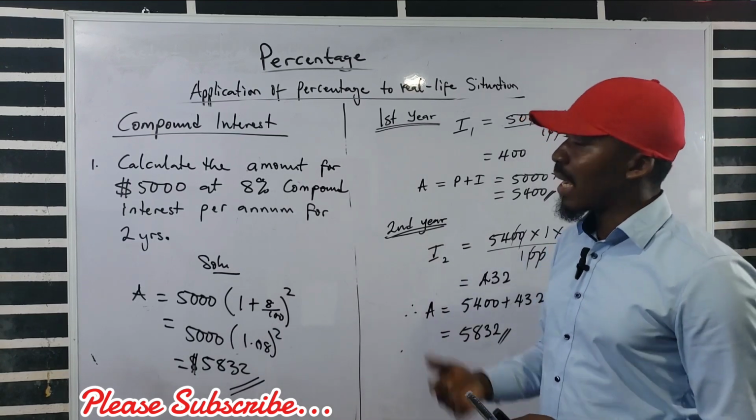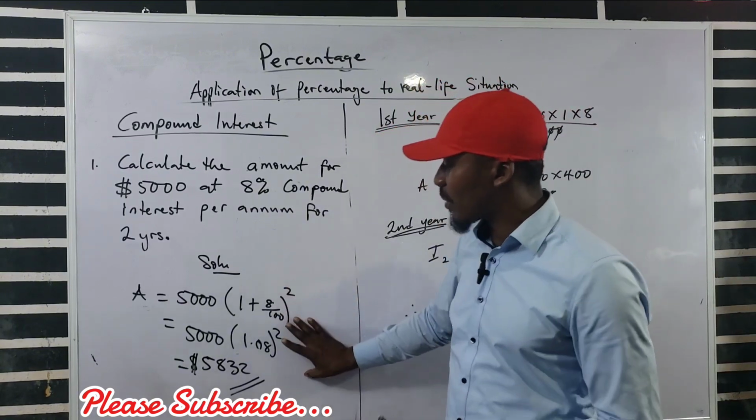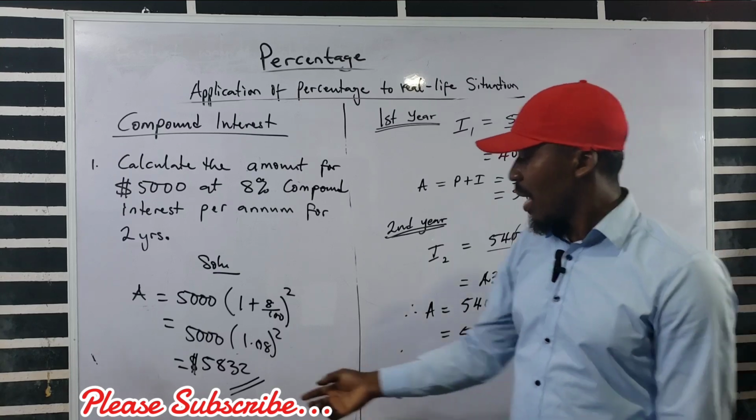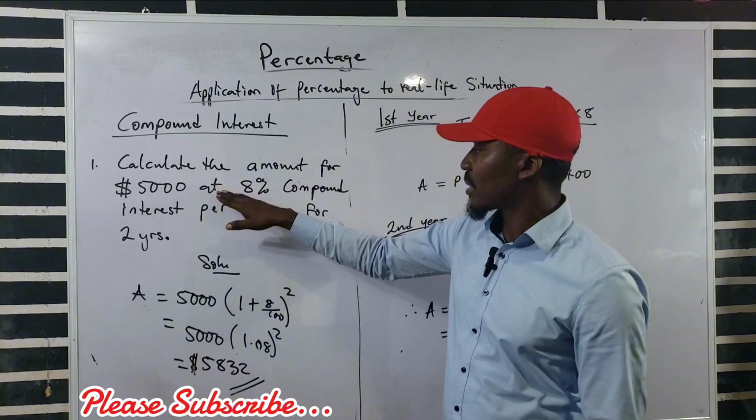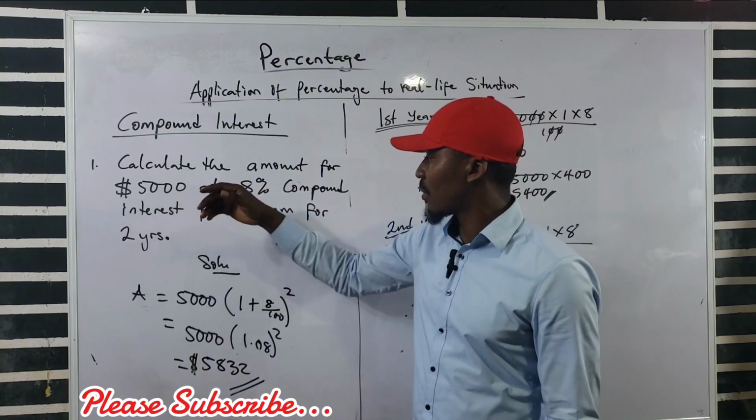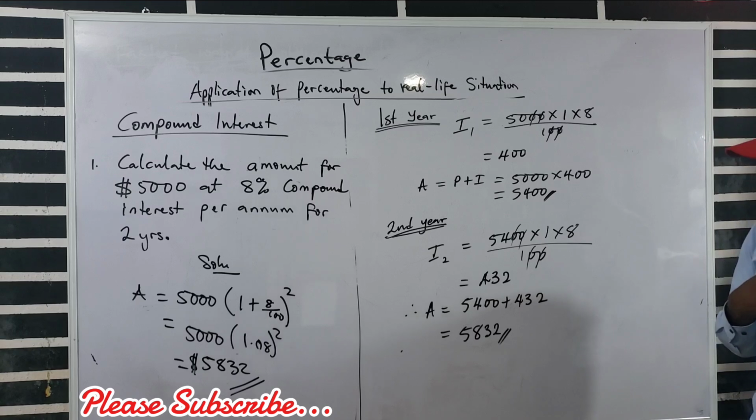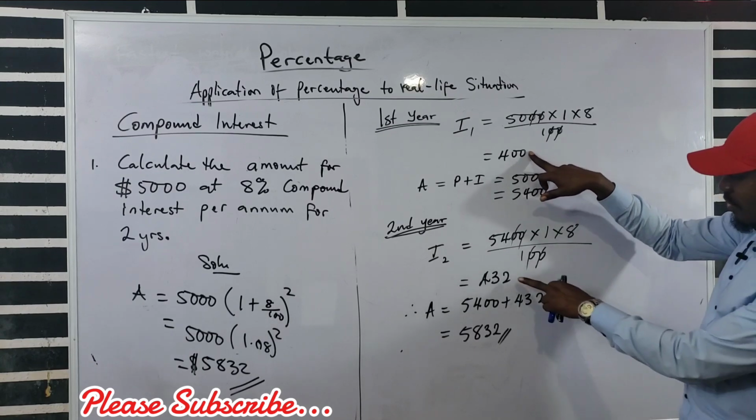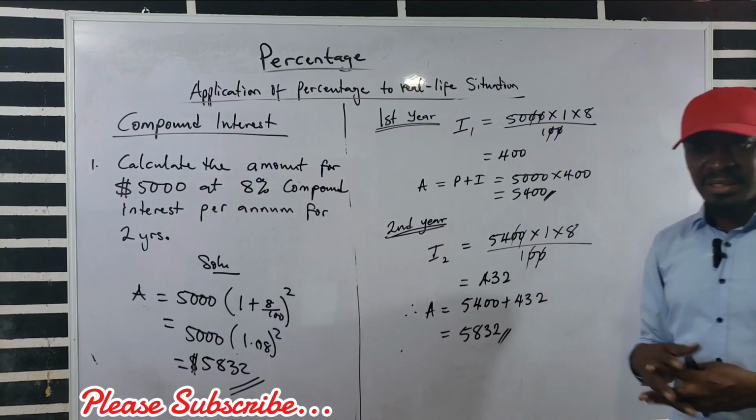Remember, you can be asked to find the interest. If I'm using the formula and I'm asked to find the interest, what am I going to do? I have gotten my amount. All I need to do is my amount minus my principal, and that will give me my interest. For this one, if I'm asked to find my interest, all I need to do is calculate the first year interest and the second year interest and add them together. That will give me my total interest.